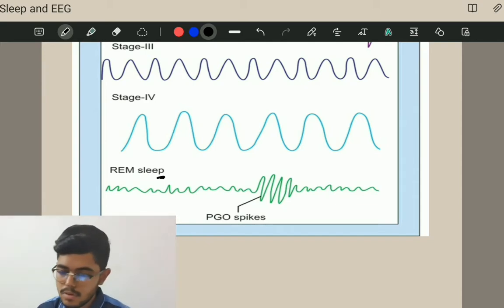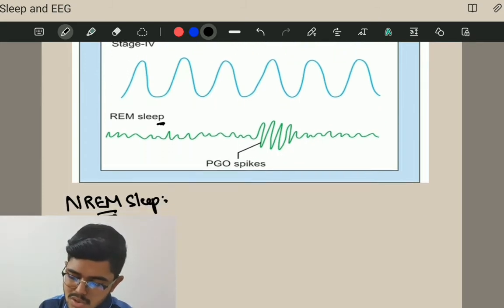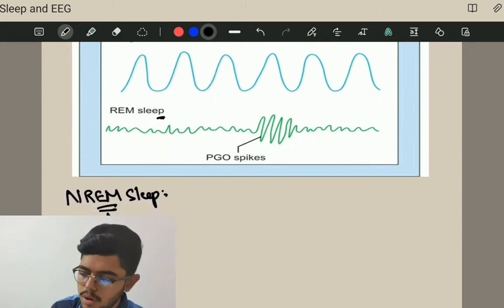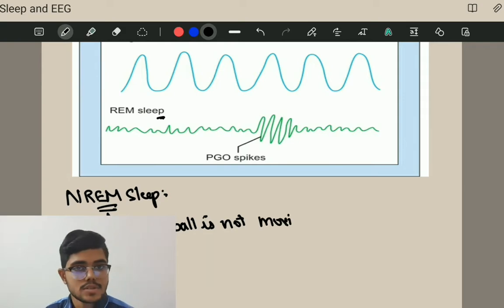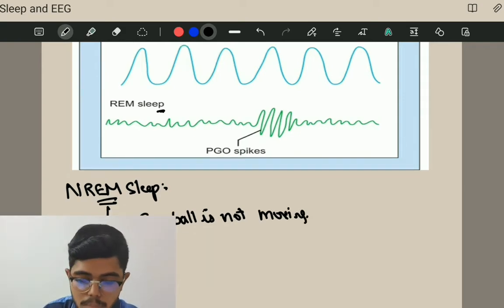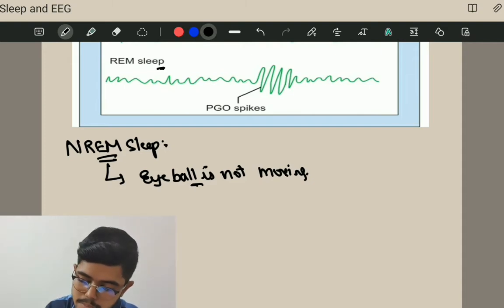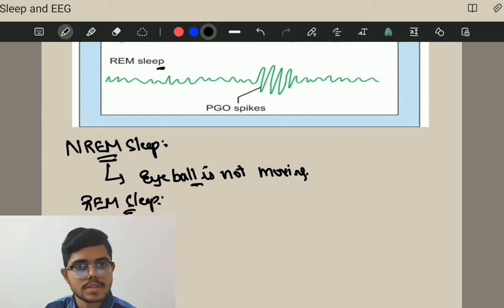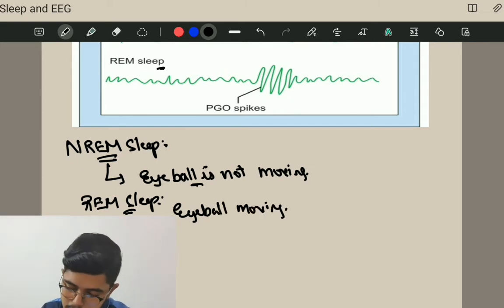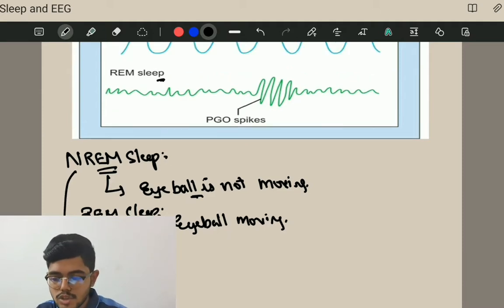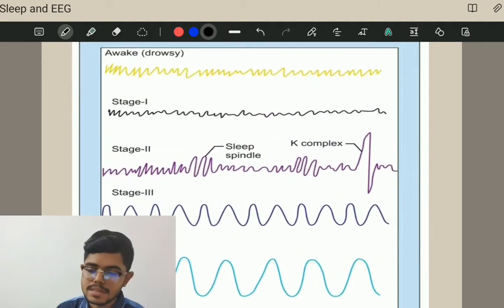Non-rapid eye movement sleep. What does non-rapid eye movement sleep mean? Our eyeball is not moving. Only during this sleep our eyeball will not be moving. But in REM sleep, what will happen? Rapid eye movements, which means our eyeball is moving. Now in this NREM sleep, we have different stages that we saw in the diagram, and we'll be discussing those.